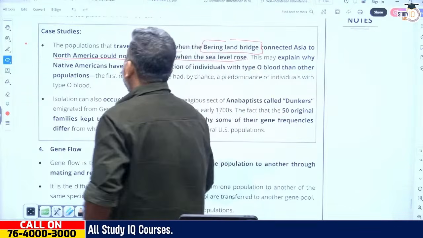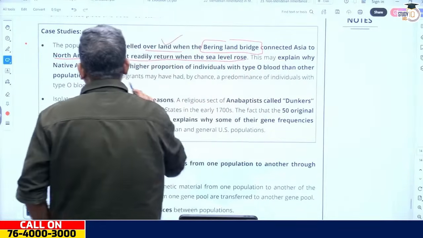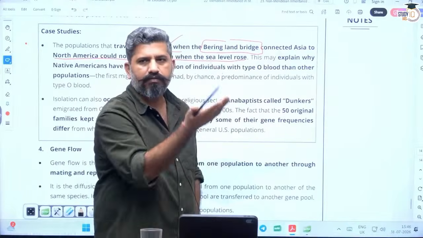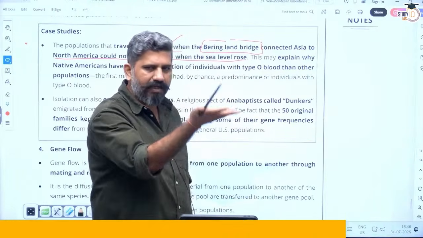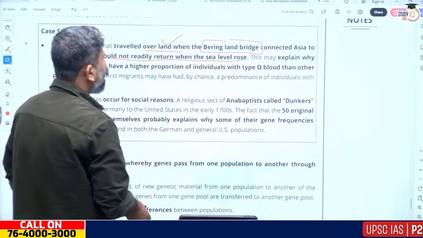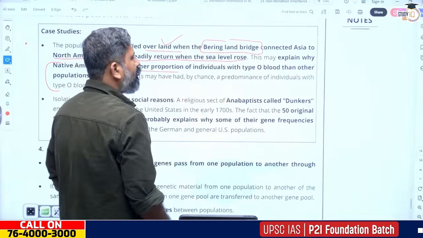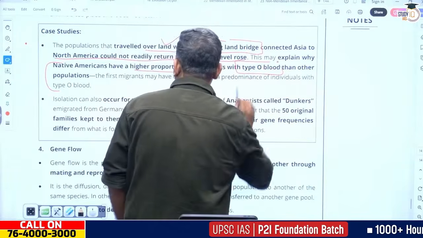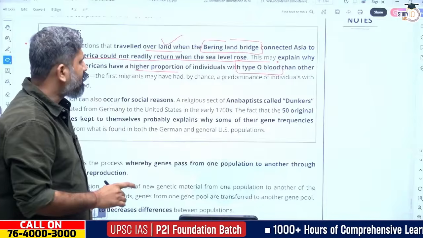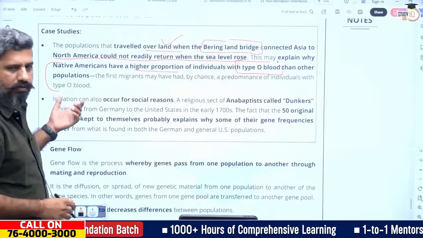Right? So the population that traveled over land when the Bering Land Bridge connected Asia to North America could not readily return when the sea levels rose. एक बार पहुंच गए, isolate हो गए. Once that population reached there, the sea water rose. They could not come back. This may explain why Native Americans have a higher proportion of individuals with blood type O as compared to other populations. Why? Because the first migrants may have had by chance a predominance of individuals with type O blood.